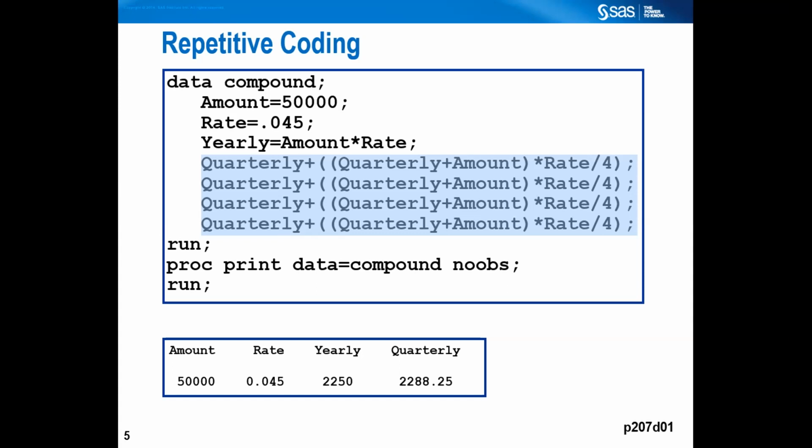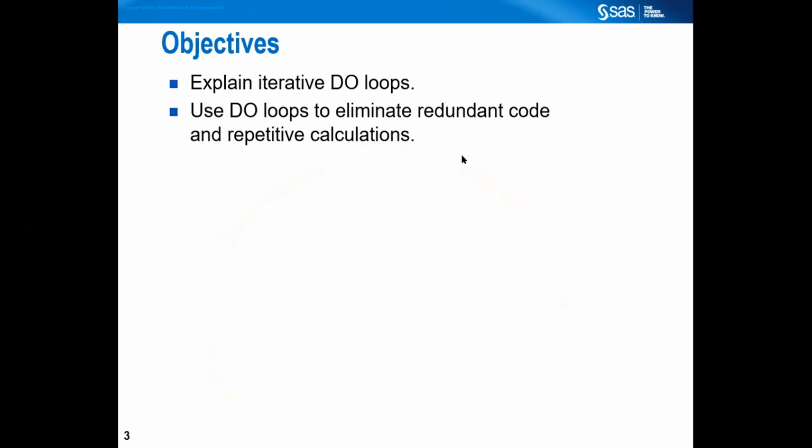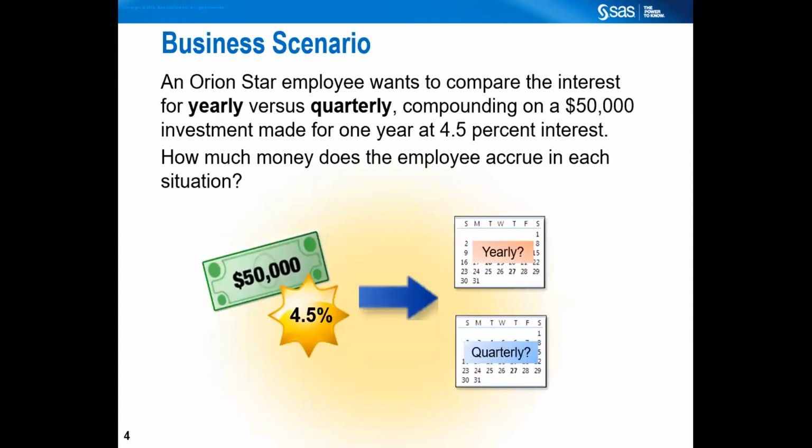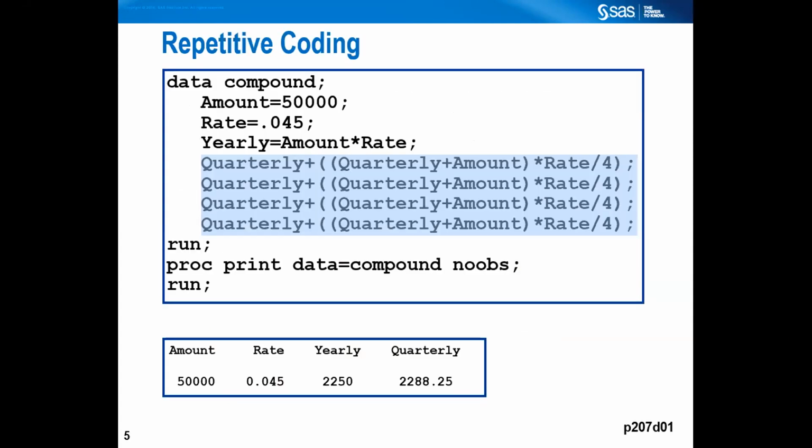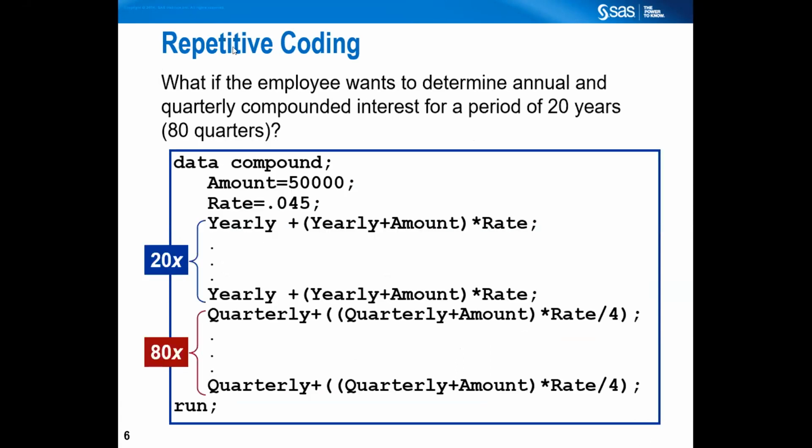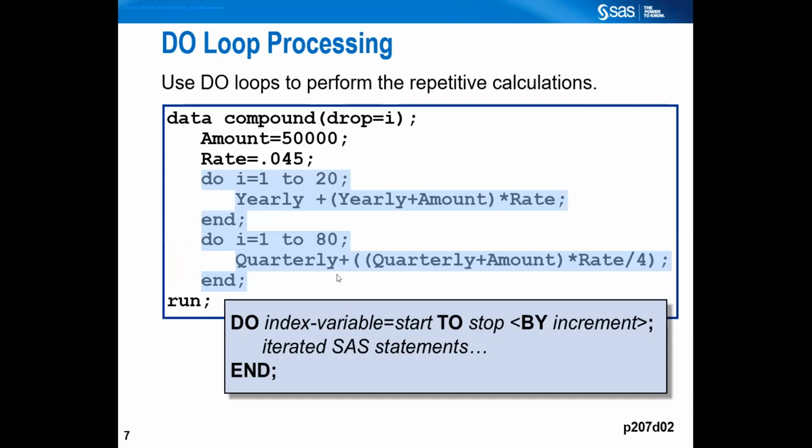Yes. So to avoid this repetitive coding, this is what it was telling, redundant code and repetitive calculations, we are going to make use of do loops. So how does the do loop come into the picture, or what is its syntax? So this is what it's telling. What if the employee wants to determine annual quarterly compounded interest for the period of 20 years, that is 80 quarters? So are you going to sit and write this 20 times and 80 times? It's impossible. So your do loops make your tasks more simple. So this is all the same.